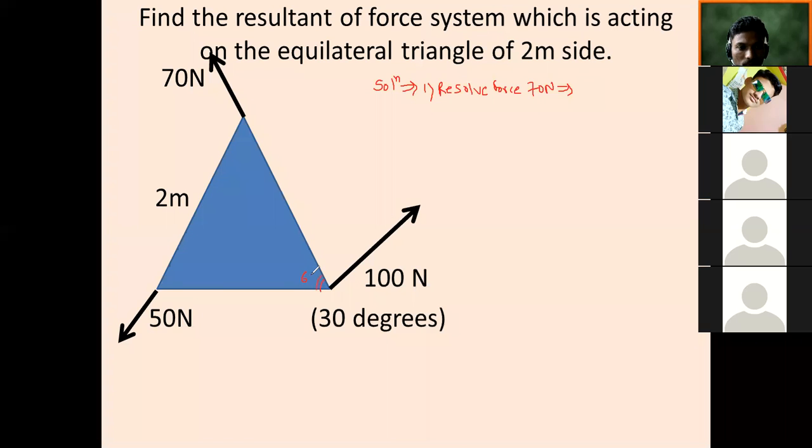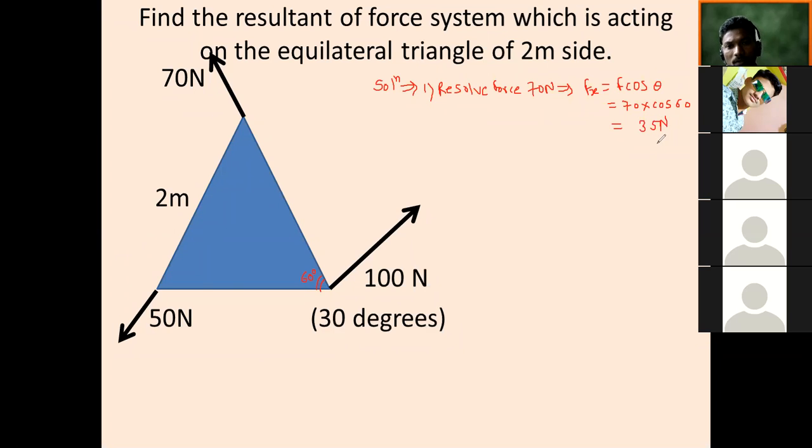What will be this angle? 60 degree. With which axis is this angle given, x or y? X-axis. If it is x-axis, what will be its component? F cos theta. Calculate now. What will be the value of F? 70 into cos 60. 35. So 35, and the unit will be Newton.